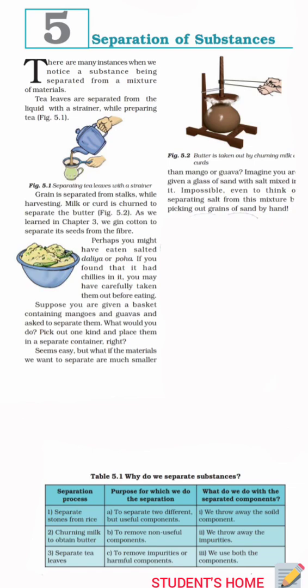Then number 2, churning milk to obtain butter. So why do we do this? To remove non-useful components. And what do we do with the non-useful components? We throw away the impurities. And then coming to number 3, we separate tea leaves, to remove impurities or harmful components, and we use both the components.